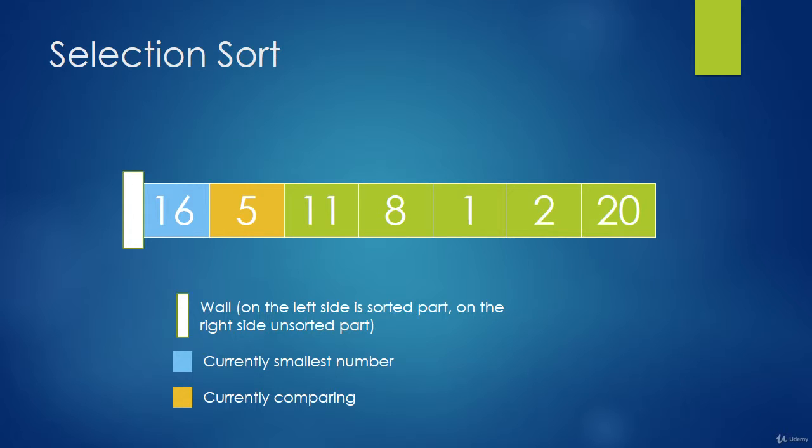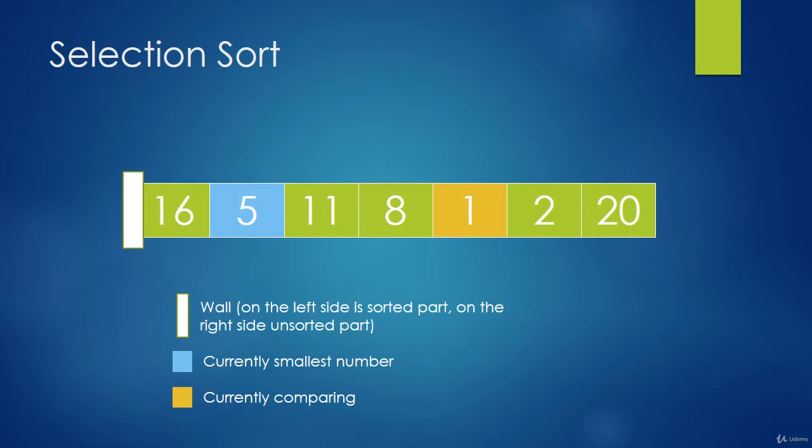So we take 16 and compare it to 5. 5 is smaller, so we mark that as smallest, and now we compare 5 with numbers behind. We see that 5 is smaller than 11. That means we move on to the next number. Now we compare 5 and 8, and once again move to the next number.